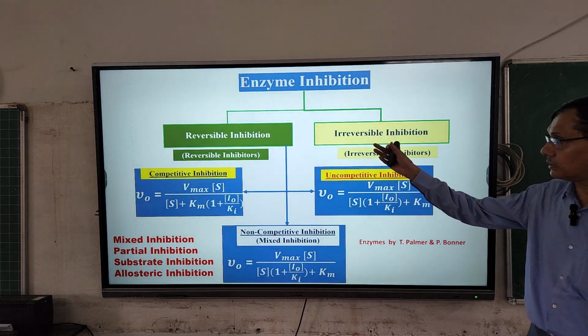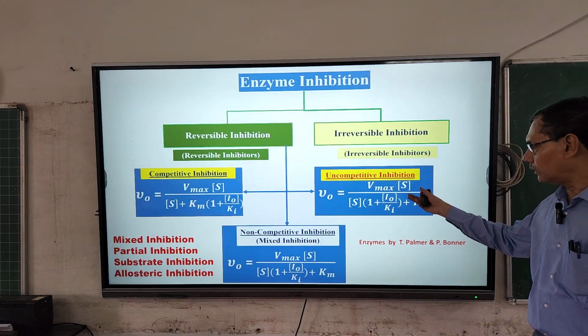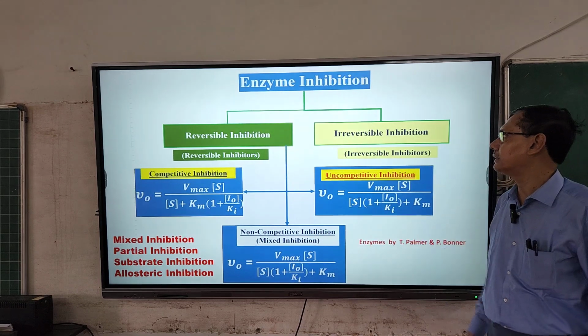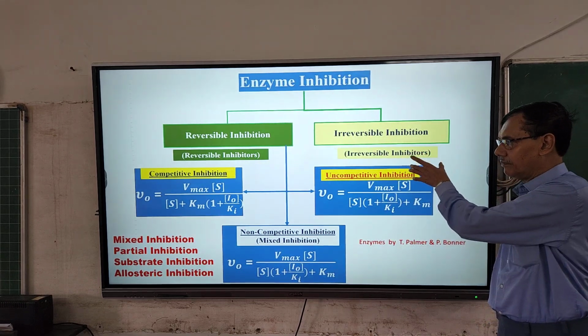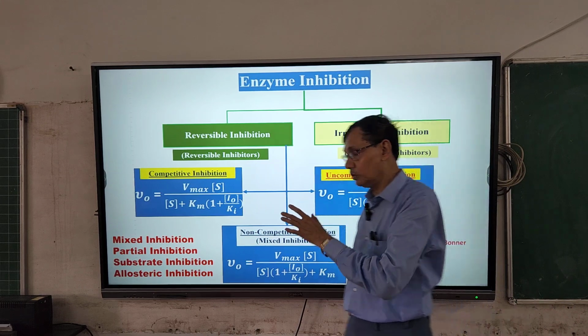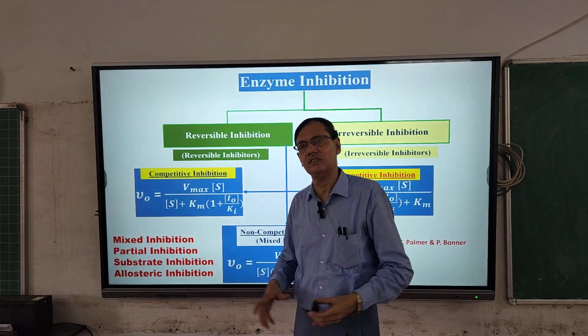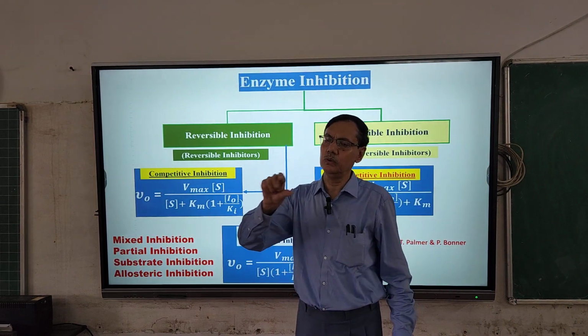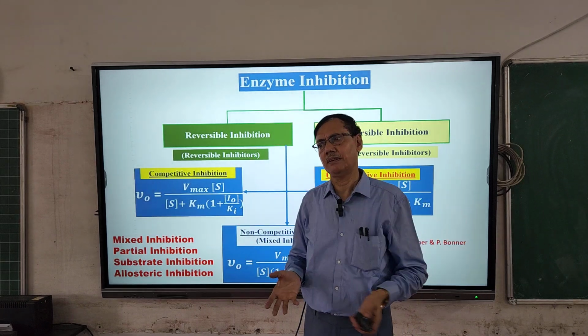Now, in addition to competitive, uncompetitive and non-competitive inhibition, there is irreversible inhibition. Today I will not discuss all these things, and it is not necessary, because in this unit there are a lot of things.